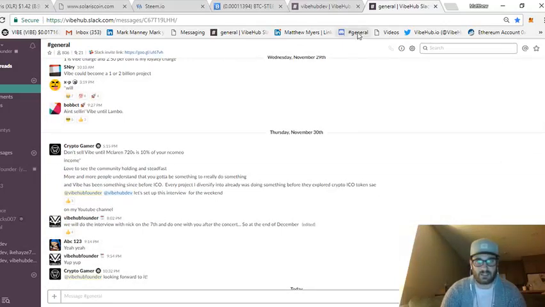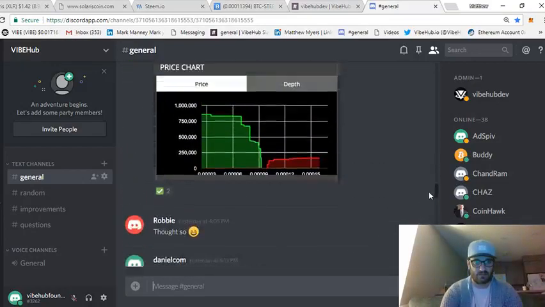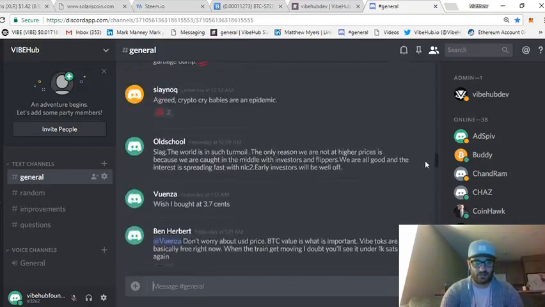And then it's the same for Discord. Discord's the same thing as Slack, where everybody hangs out and looks at charts and talks about prices and stuff.